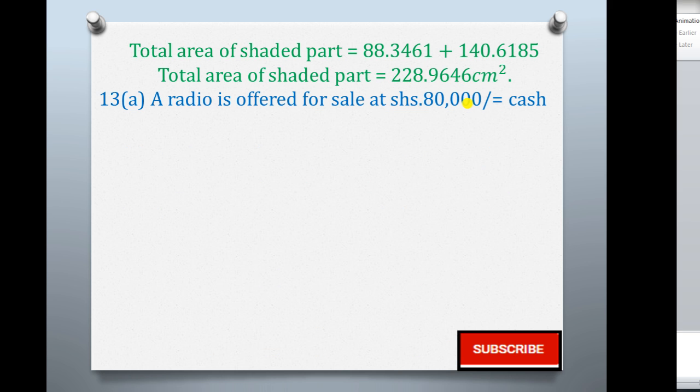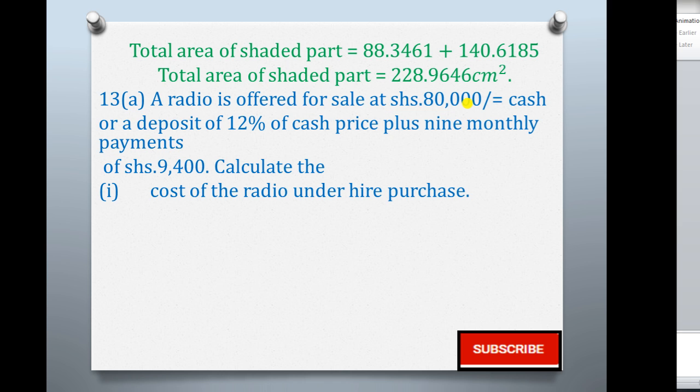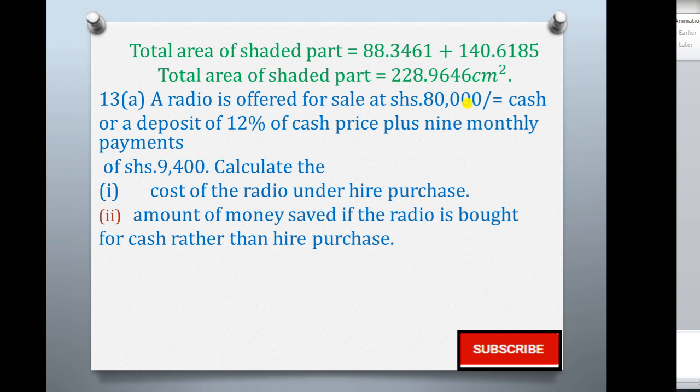Let's go to question 13. They're saying a radio is offered for sale at shillings 80,000 cash or deposit of 12% of cash price plus 9 monthly payments of shillings 9,400. Calculate the cost of the radio under hire purchase, and the amount of money saved if the radio is bought for cash rather than hire purchase.